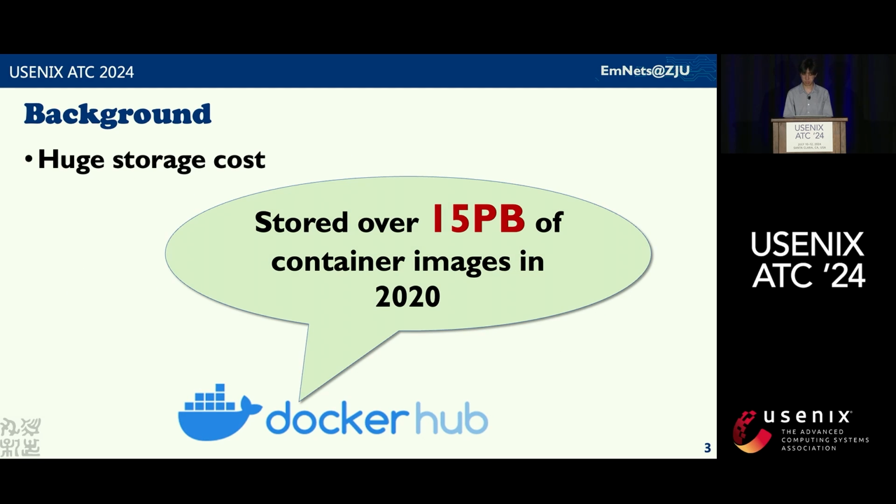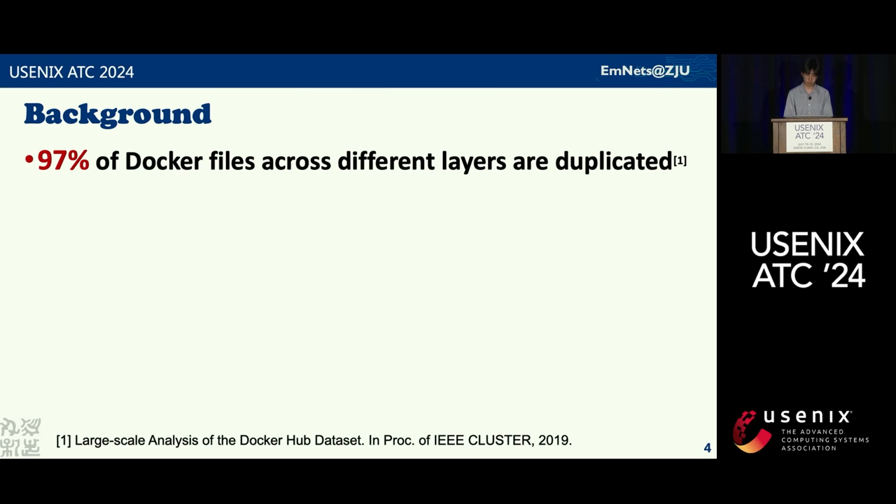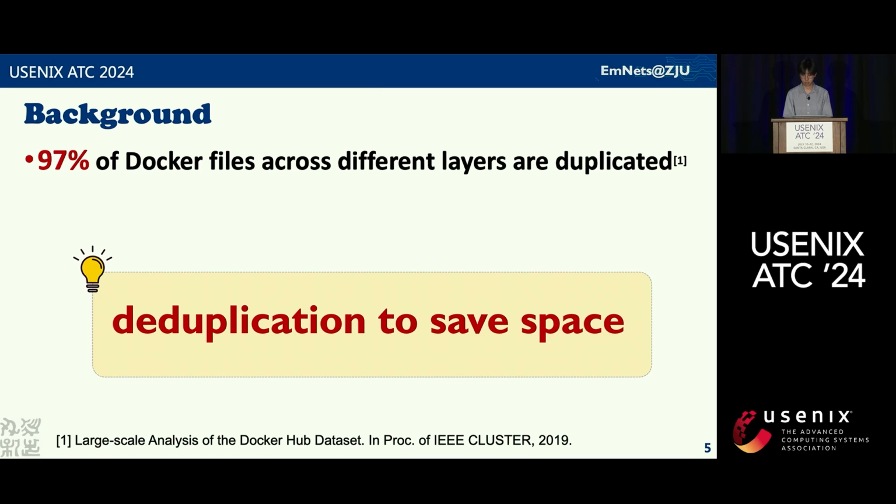However, storing a large number of images results in huge storage costs. For example, Docker Hub hosts hundreds of millions of images, which occupied more than 15 petabytes of storage space in 2020. A recent analysis of Docker Hub revealed that about 97% of files across different layers are duplicates. It highlights the essential need for deduplication to save space.